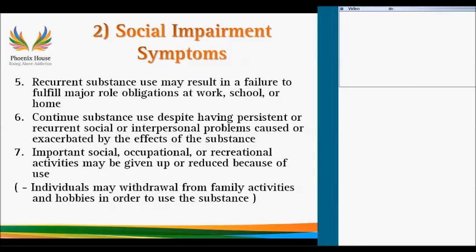Social impairment is 5, 6, and 7. If you take a look at this, it should still look very familiar. Recurrent use, failure to fulfill major role obligations, continued use despite having recurrent social and interpersonal problems, and certainly important social, occupational, recreational activities are given up or reduced because of the use.